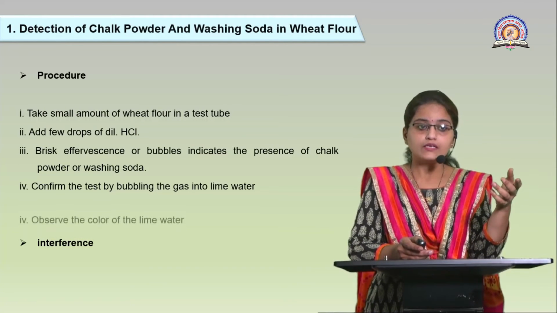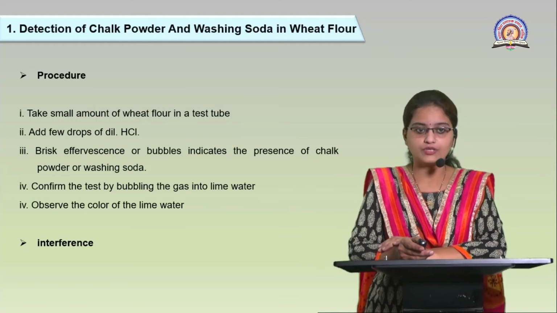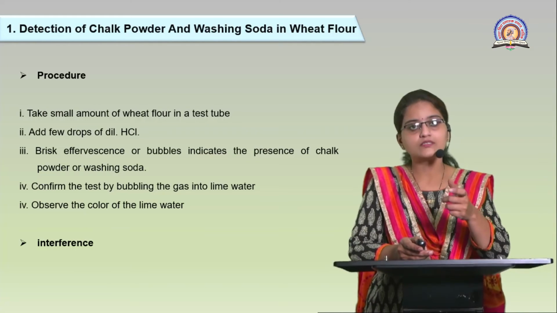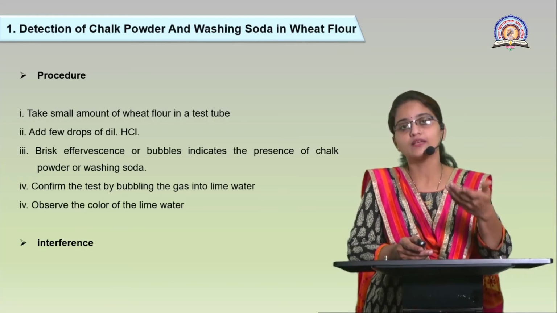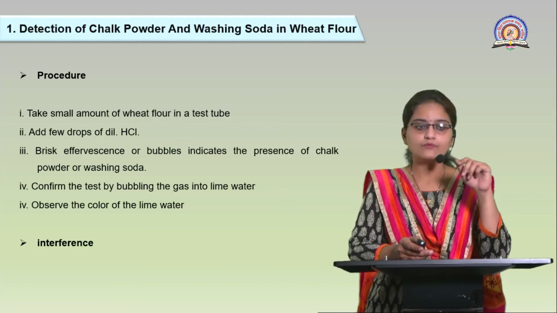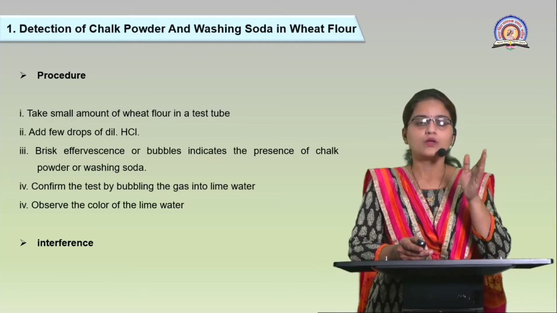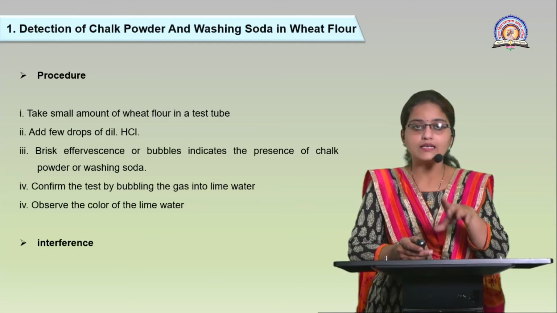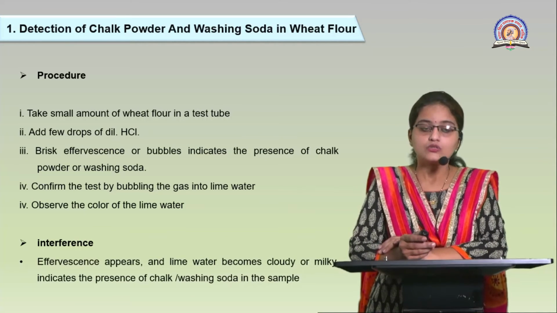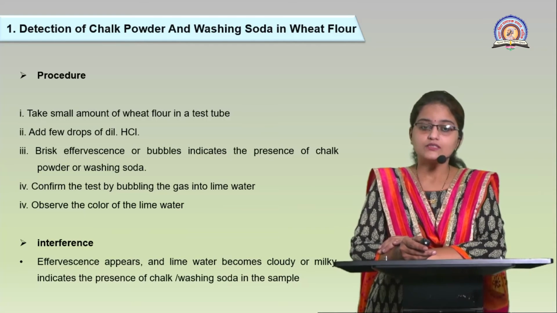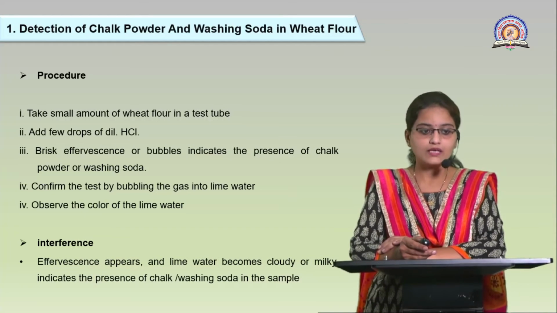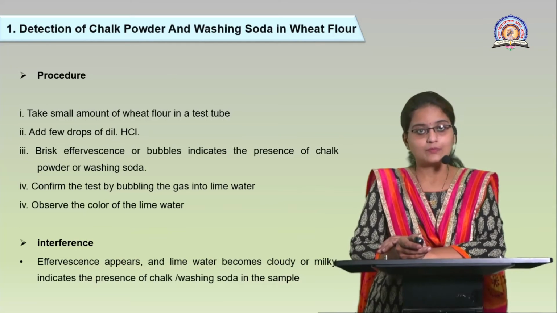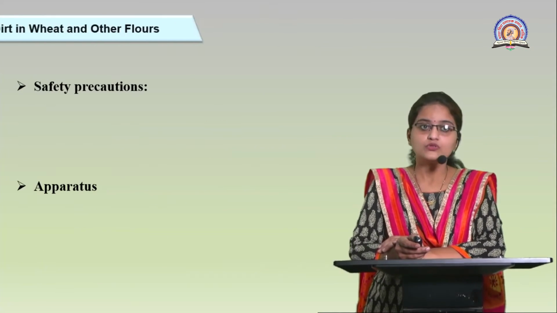Now to confirm it, we can add the lime water. Confirm the test by bubbling the gas into the lime water. The effervescence is because of the production of gas. If we pass this gas into the lime water, the lime water will change from transparent to cloudy. That cloudy appearance of lime water confirms that yes, the wheat flour is adulterated. So this is the inference: the effervescence appears and lime water becomes cloudy or milky, indicating the presence of chalk powder or washing soda in the given sample. That sample can be wheat flour or maida. So this is one technique.